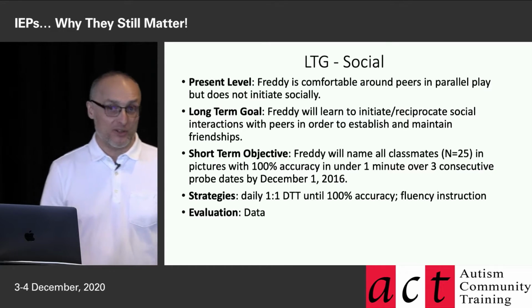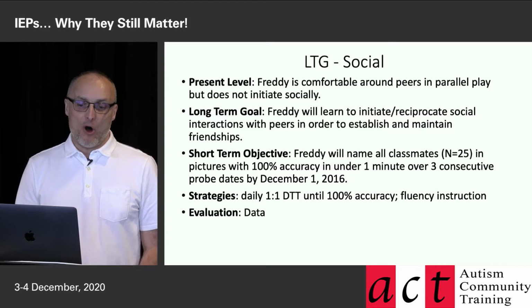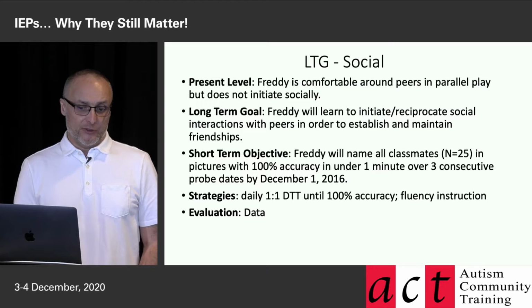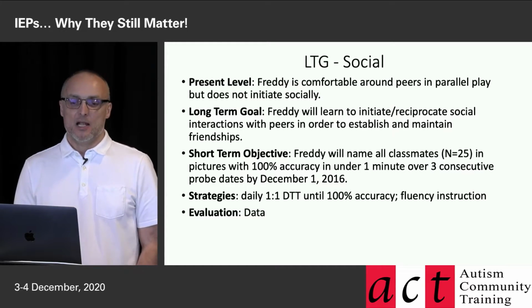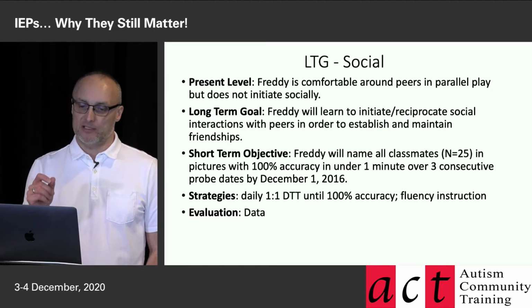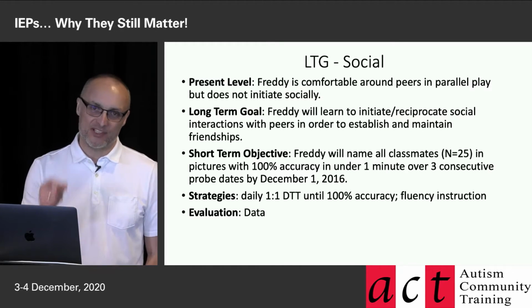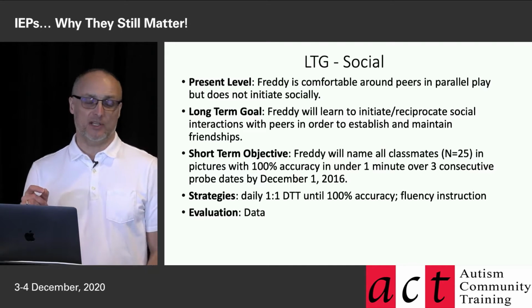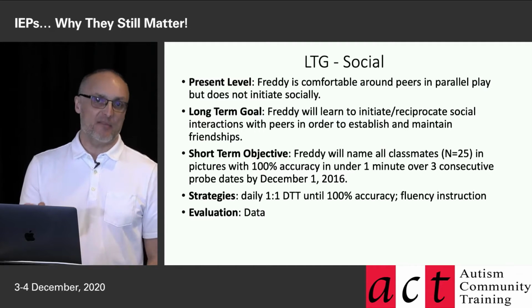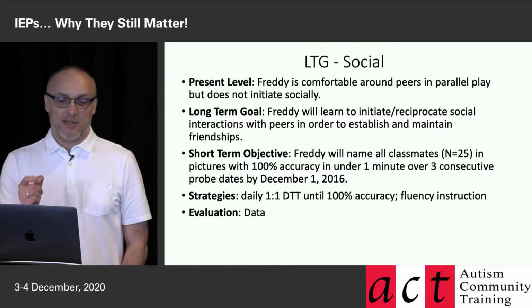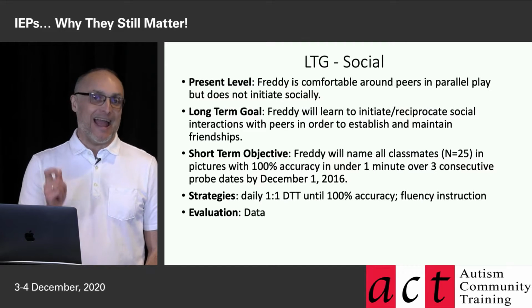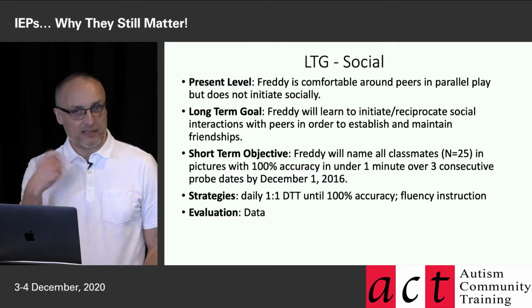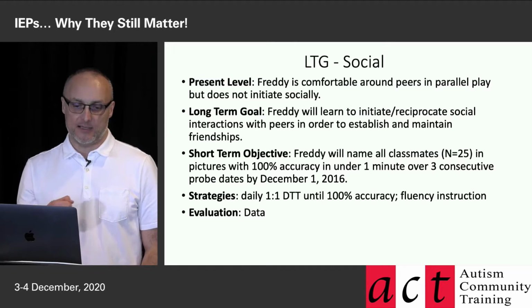The short-term objective towards that long-term goal is Freddie will name all classmates, and there's 25 of them, in pictures with 100% accuracy in under 1 minute over 3 consecutive probe dates by December 1st, 2016. So you see it, this is a good quality short-term objective. It is SMART, it is highly specific, it is quantified, there's a deadline, and this is a particularly good example because it includes the fluency element that I've mentioned a number of times. This is making sure that the student can do it accurately and quickly, that he's able to go through the deck of peers in under 60 seconds.